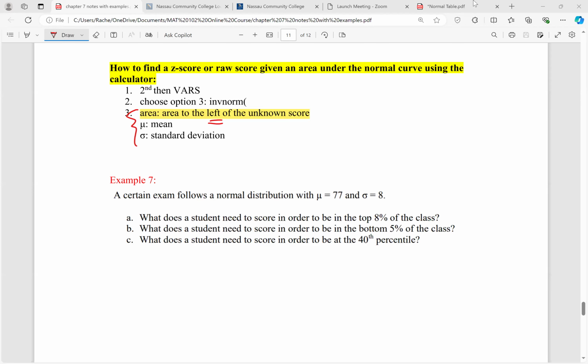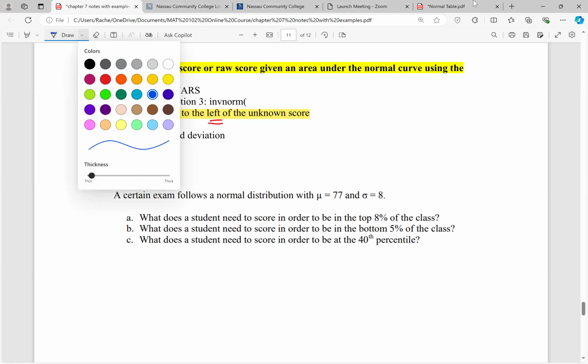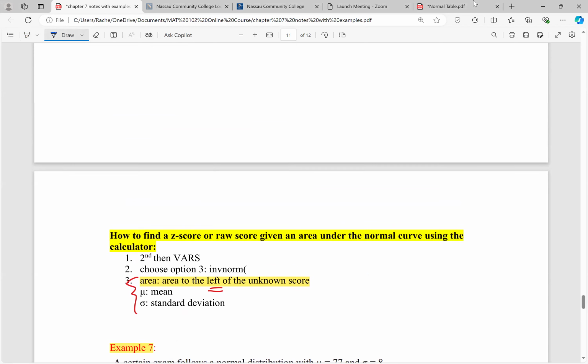Okay, so remember what I said in the last video. I said if you had to review your raw score formula from chapter 3, do so because it was going to be necessary for the next examples that we're going to do. So before we look at example 7, let's review the raw score formula.